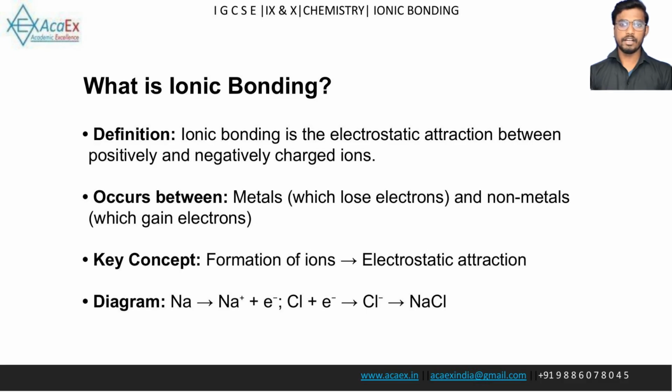For example, a sodium atom, Na, loses an electron to become a sodium ion, Na+. A chlorine atom, Cl, gains an electron to become a chloride ion, Cl-. The attraction between these two ions forms the compound sodium chloride, NaCl.